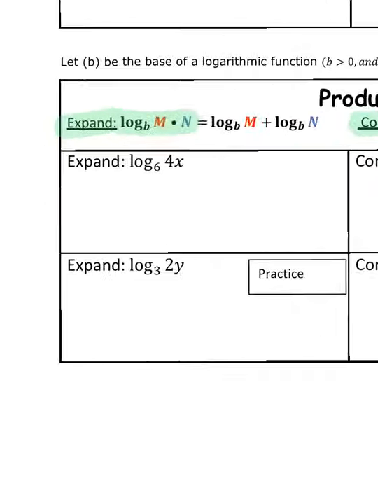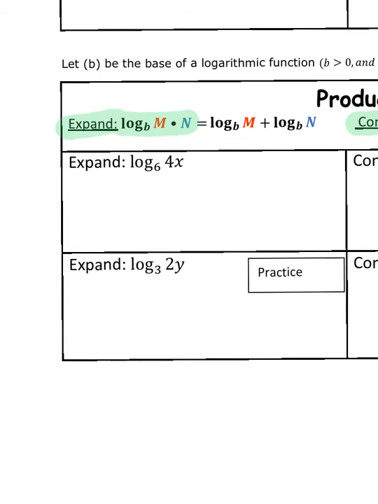On this first one that says expand, expand means that you're starting with a single thing that says log, and you want to break it into 2 or more things that say log. Since I have the 4 and the x that are being multiplied together here, 4 and x are the 2 separate things. So you can think 4 is one of my terms and x is the other term, and they're being multiplied together.